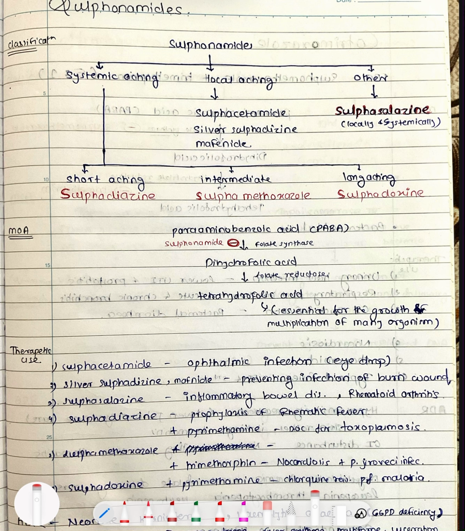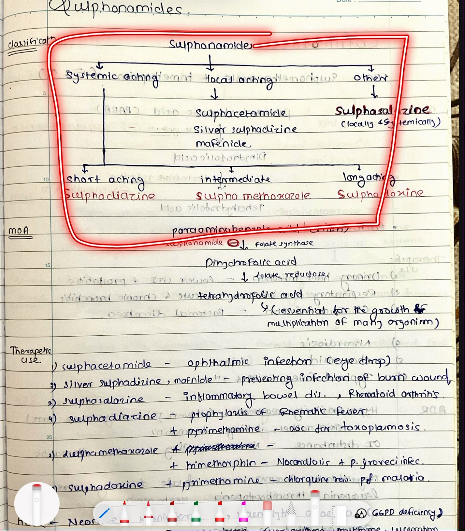Example of the short acting is sulfadiazine. Example of the intermediate acting is sulfamethoxazole, and the example of the long acting is sulfadoxine. Then examples of the locally acting sulfonamides are sulfacetamide, silver sulfadiazine, and mafenide. And the sulfonamide acting both locally as well as systemically is sulfasalazine. So this is the classification of the sulfonamide, which is very important.